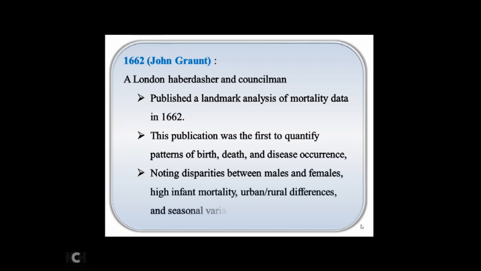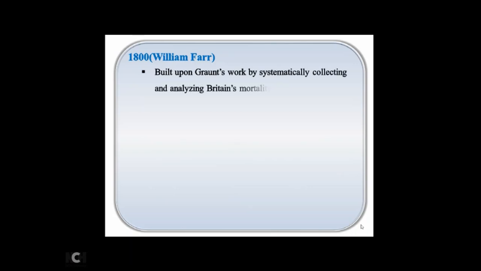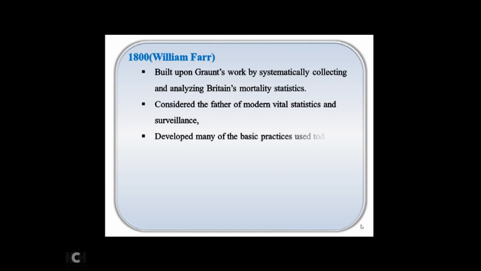noting disparities between males and females, high infant mortality, urban versus rural differences, and seasonal variations. Around 1800, William Farr built upon Graunt's work by systematically collecting and analyzing Britain's mortality statistics. He is considered the father of modern vital statistics and surveillance, and developed many of the basic practices used today in vital statistics and disease classification.